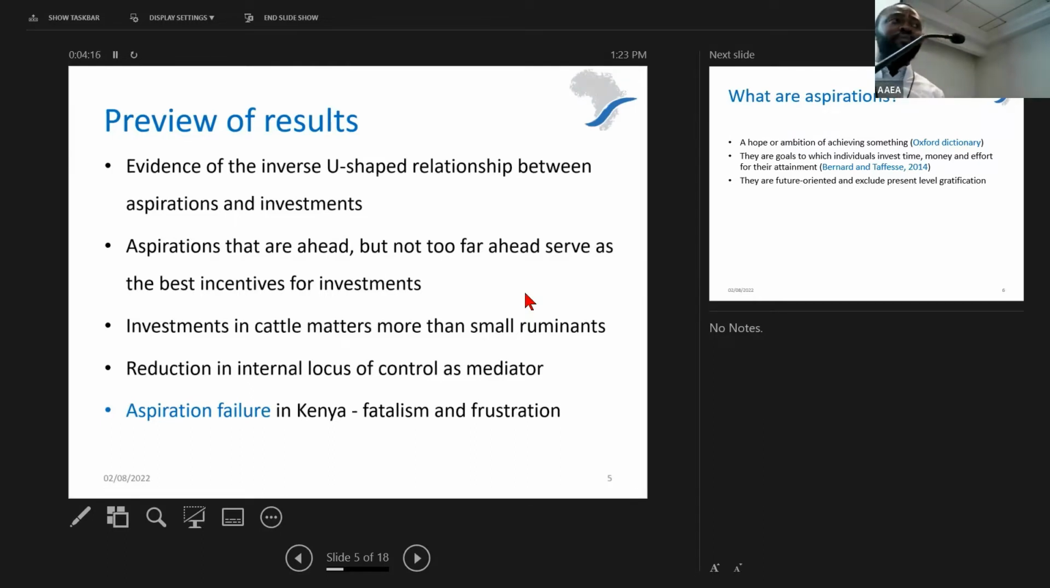And in exploring some mechanisms that could explain this relationship, we saw that the internal locus of control matters as a mediator. So what is internal locus of control? It is the belief that you control your life and not just stochastic or external factors.